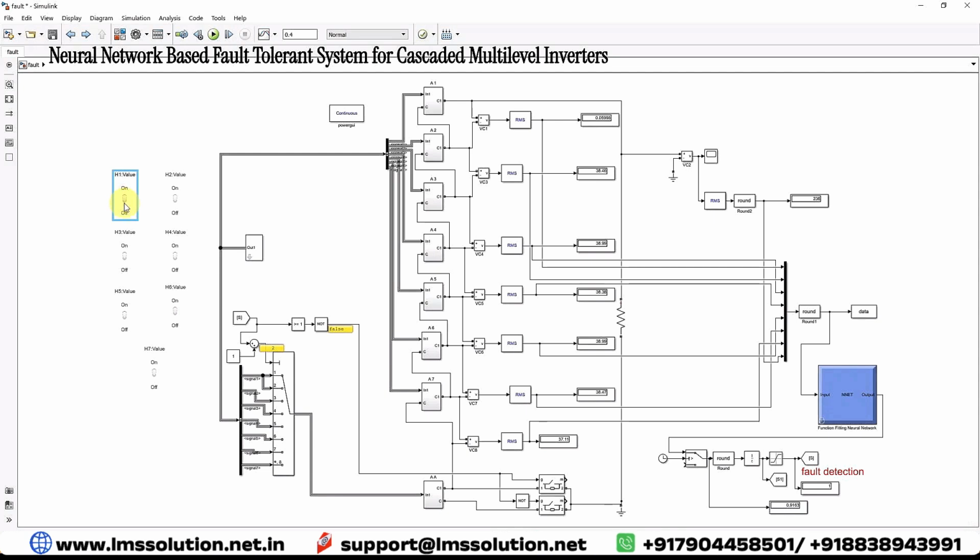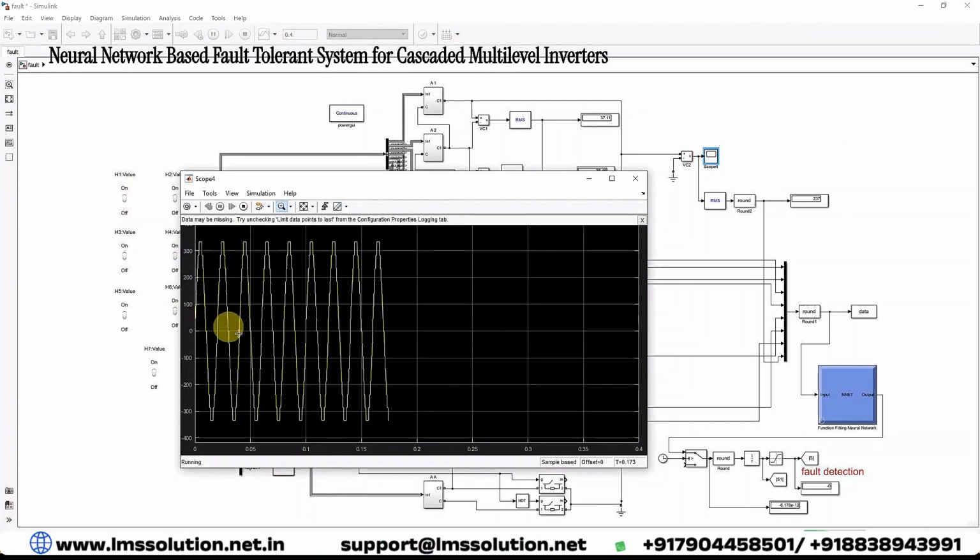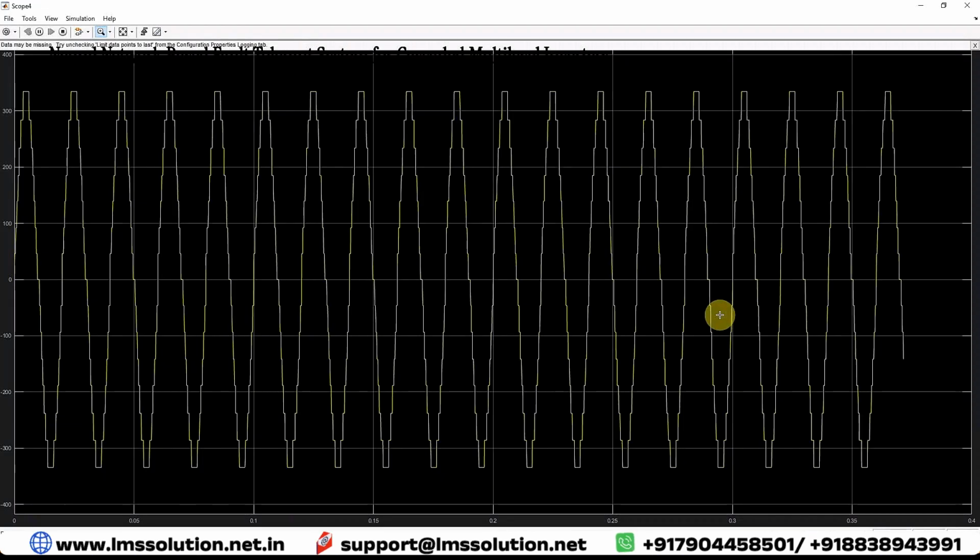If it is off, that means a failure has occurred in the system. Now I'm going to simulate this one. With all toggles in the on condition, the system operates normally. You will see the 15-level output, that means the load is receiving the 15-level output.